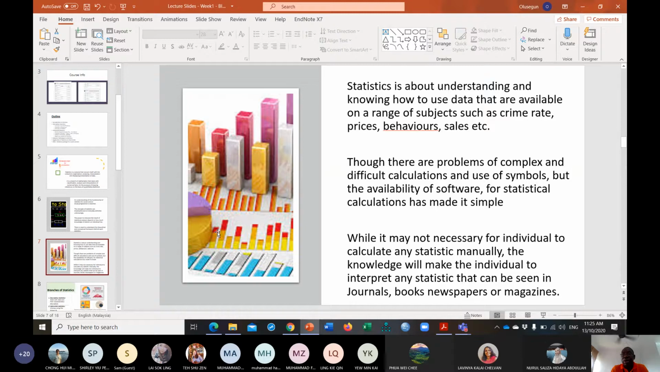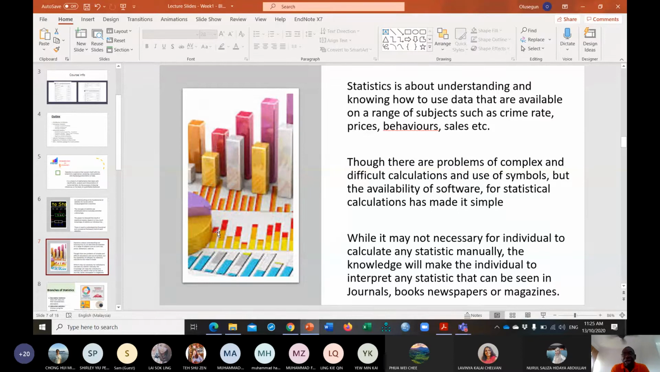So basically, since we are dealing with numerical data, it involves a range of data that can be collected over different subject matters. The clip we just looked at shows us weight and height, but we can get information about even the crime rates, the prices of goods, the behaviors of people, as well as the sales. So if you have a sales record over the last 10 years, that can be used to predict what the sales will be in the future or in the next 1 year. So these are the powers of statistics.